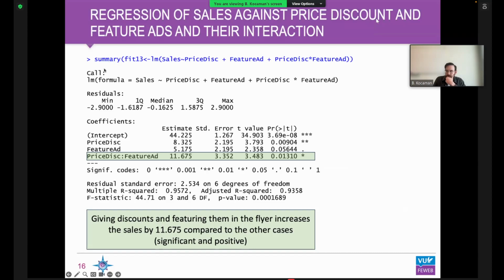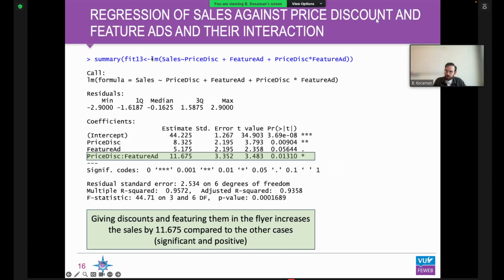So in this case, what you can just do is to include price discount, feature ads, and price discount times feature ads. So you don't actually need to calculate it yourself, or record this as a new column in the data, but you can just include this in the regression equation.